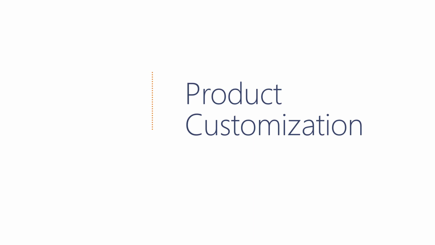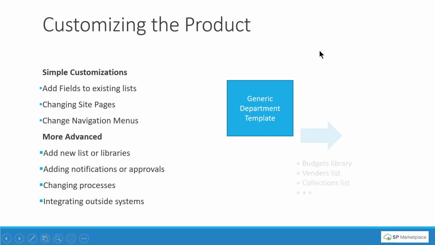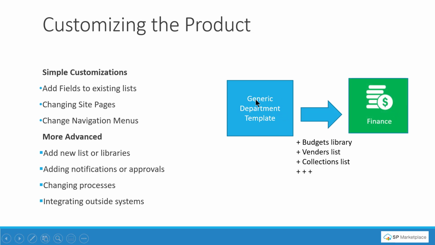Okay, finally, let's talk about product customization. In customizing the product, there are simple customizations and there are more advanced. So let's say you want to take a generic department template, as we saw earlier, and make it a finance department. And the finance department says, hey, I love this. We want to share calendars and track tasks and all that stuff. We even want service requests so that people can ask for reports from us and so on. But they say, we have this whole budget process that uses Excel spreadsheets. We'd like to have a separate budgets library so we can keep that. We manage vendors a lot, so we'd love to have a vendors list. And we also do collections as part of our accounting and finance, so we'd like a collections list. And you can do all that.